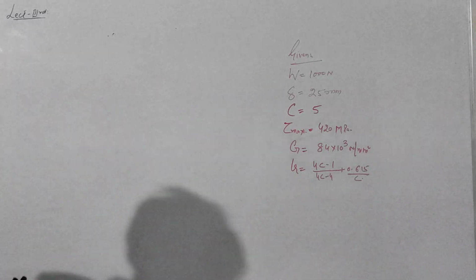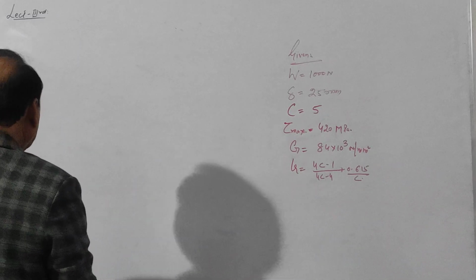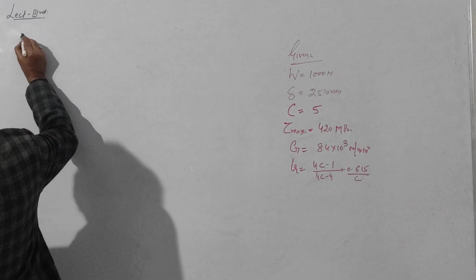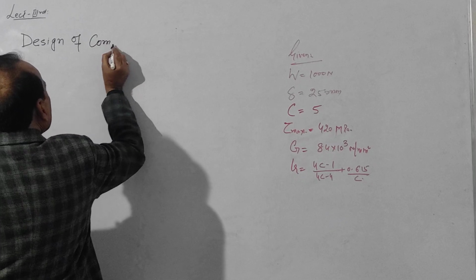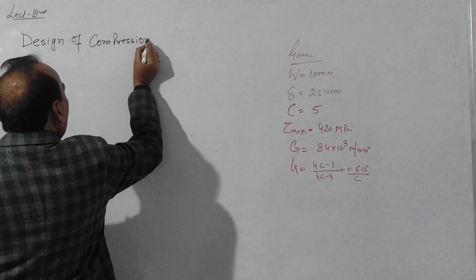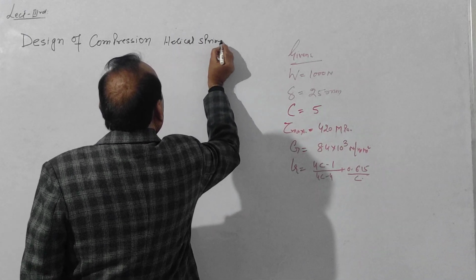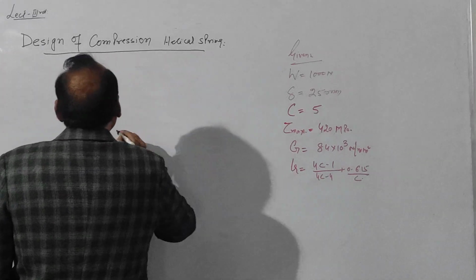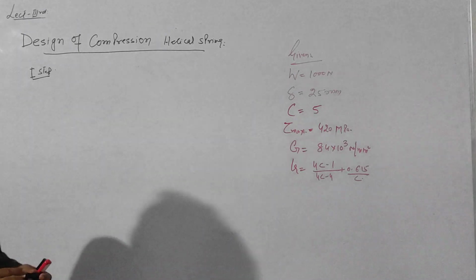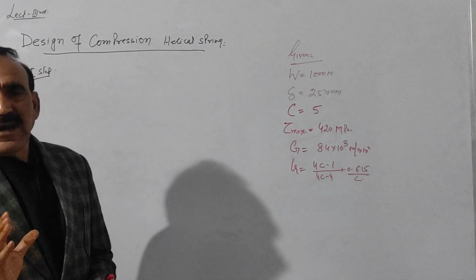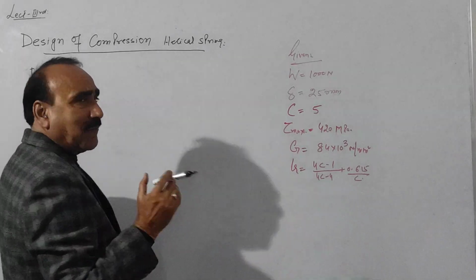Just see, what do we have to do? Design of compression helical spring. So what is our first step? First step: we have to design the diameter of the spring wire. First we have to design the diameter of the spring wire, because the diameter of the spring wire we have to calculate, right?